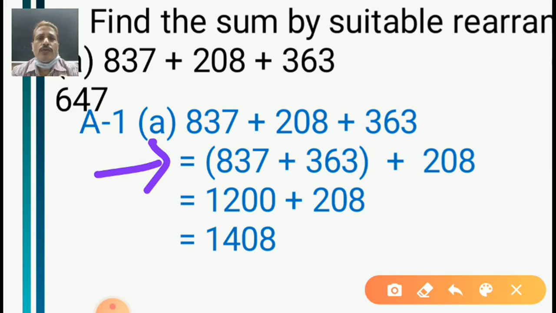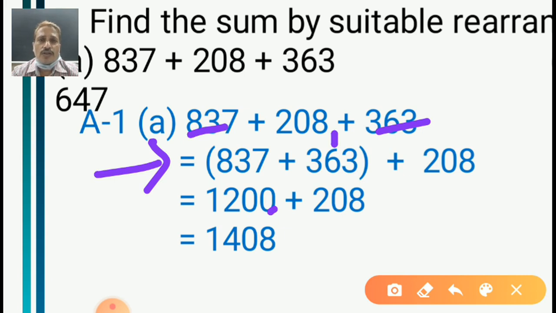What you have to do, this number and this number you have to join together. Come in a group. Yes, here you can put it in a bracket and then plus 208. Why did I do this? Because it will give you a very fast and correct answer. Let's check. 3 plus 7, that's 10, 0 and 1 is the carryover. The carryover will go to the 6.